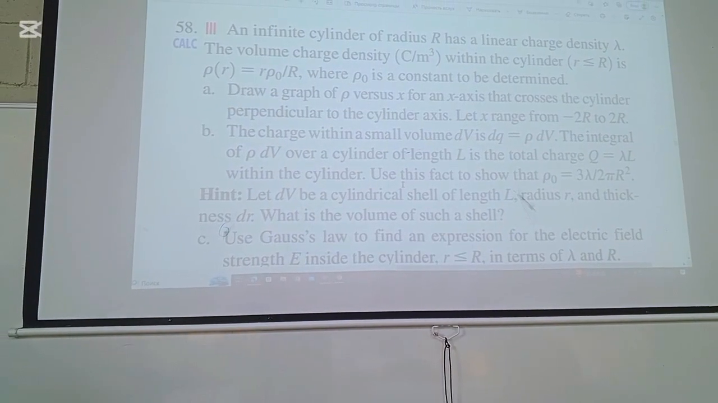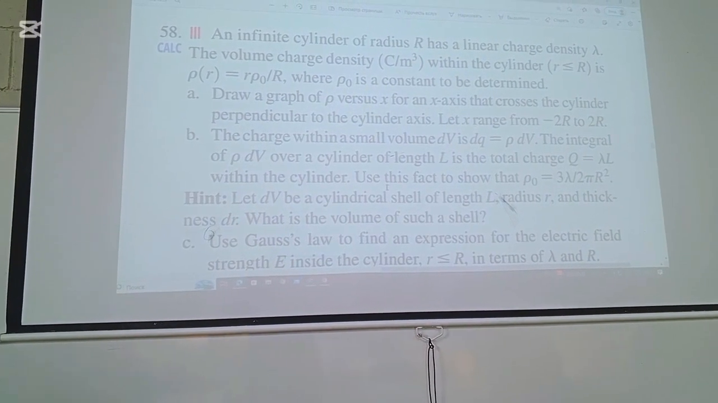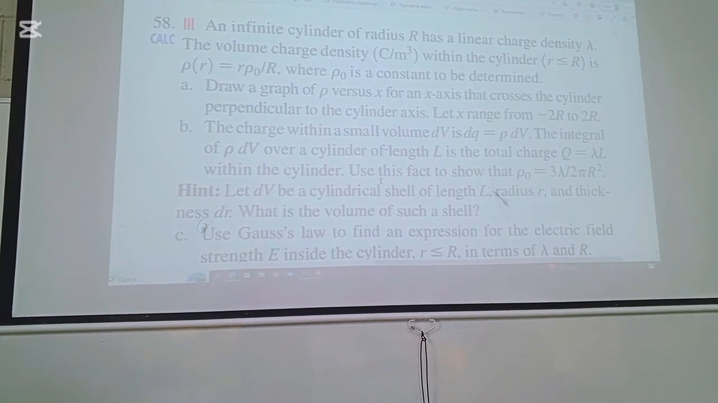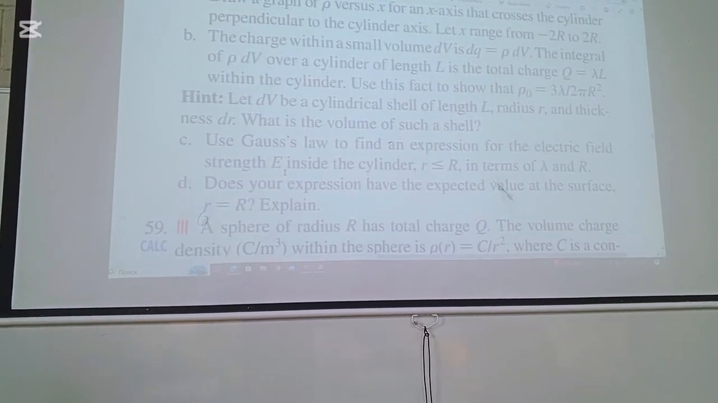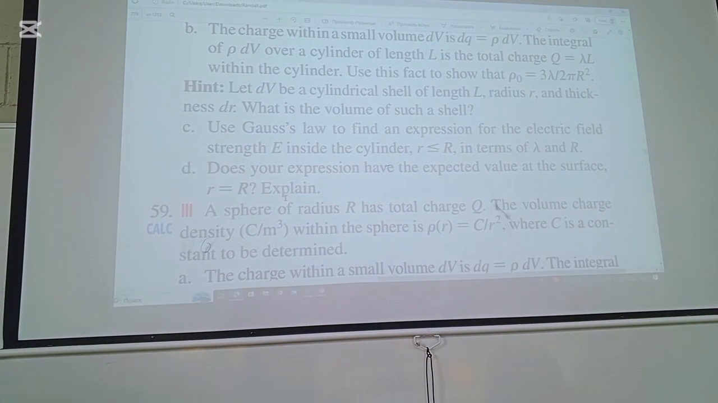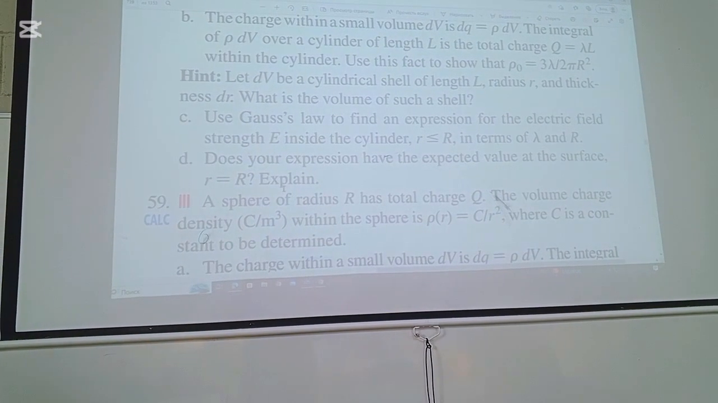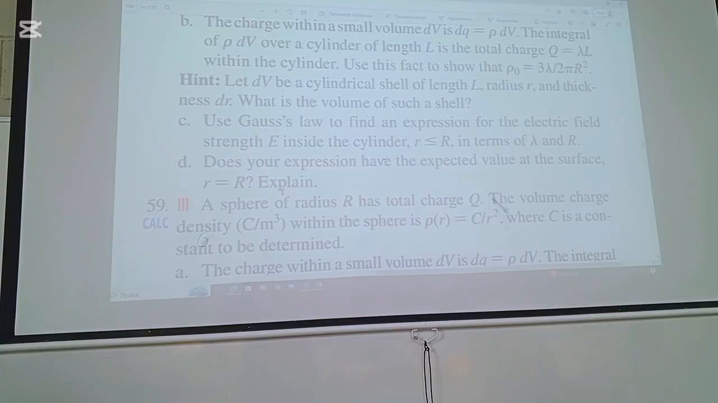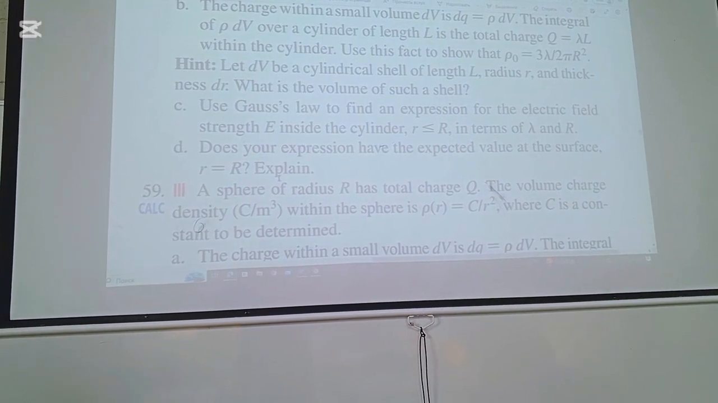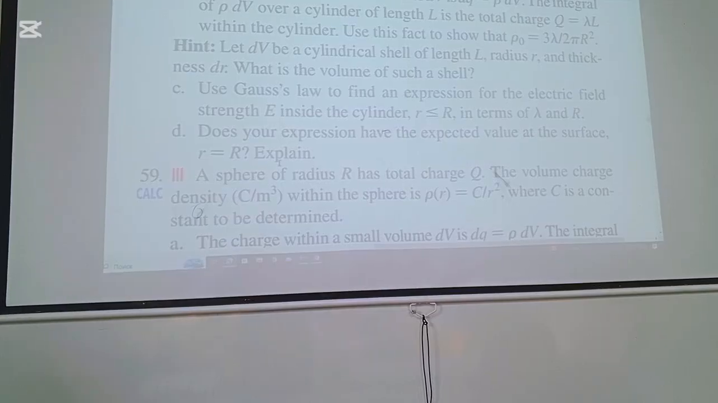Hint, let dV be the cylindrical shell of length L, radius r, and thickness dr. What is the volume of such a shell? Then let's go to C. Use Gauss's law to find an expression for the electric field strength E inside the cylinder where r is less than or equal to R in terms of lambda and R. Does your expression have the expected value at the surface r is equal to R? Explain. So this is our question.